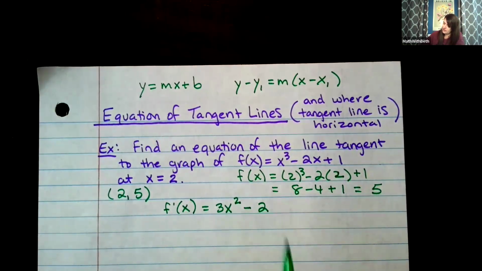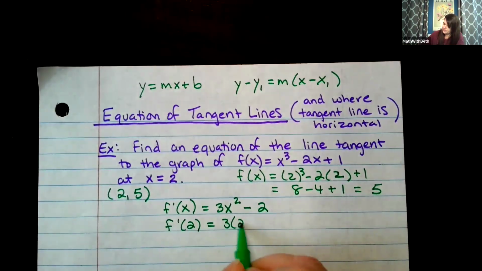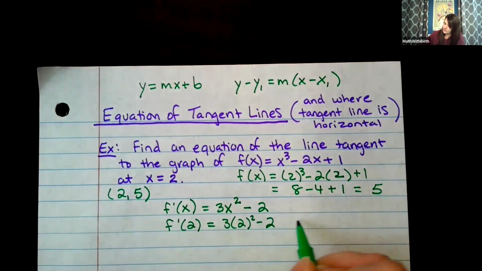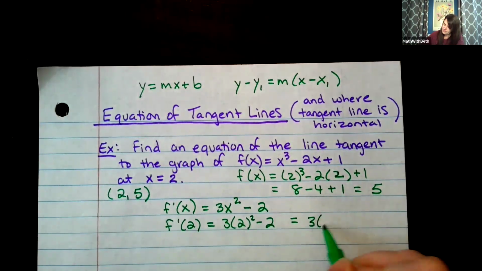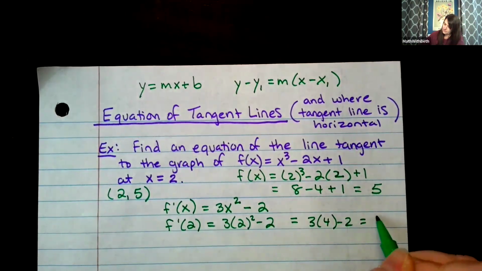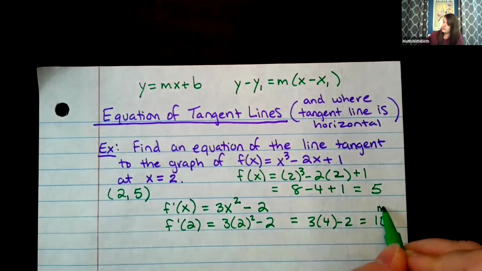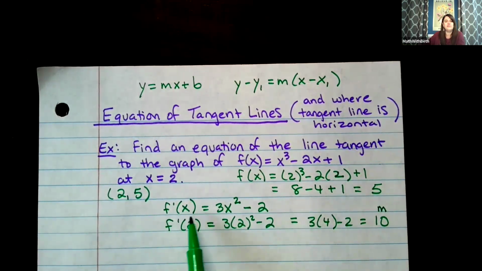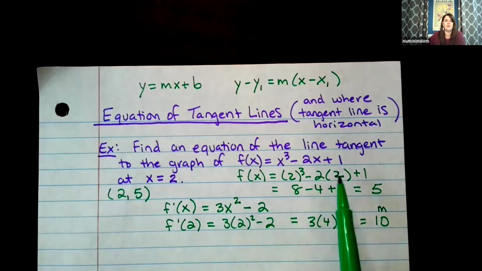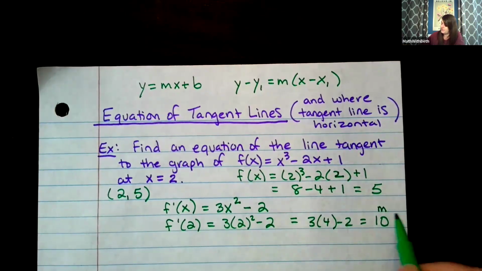So now that I have my equation, I can again plug in the 2. So 12 minus 2 is 10. So 10 is my slope because the derivative gives you the slope of the original graph at any point. So because I plugged in 2, I just found the slope when x is 2.